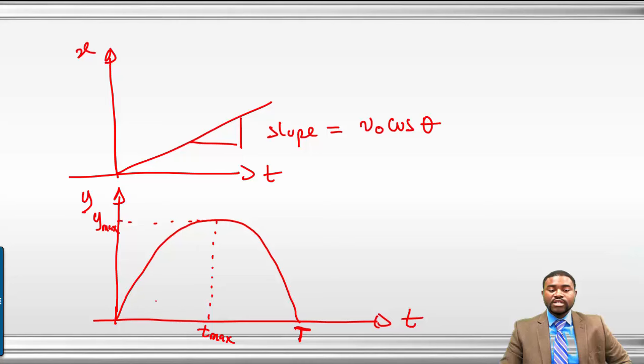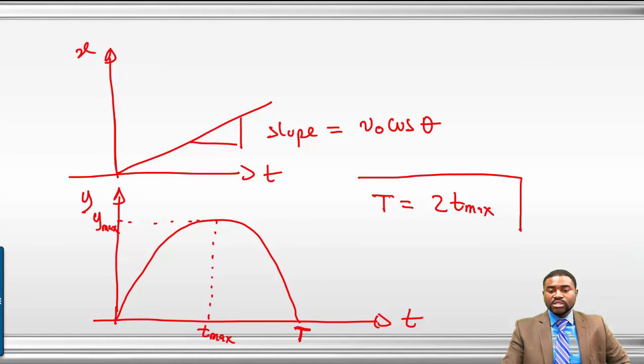Observe that this curve is symmetrical in time. What do I mean? The time to reach maximum height is equal to the time it falls back to where it started. What this means is that the time of flight is equal to 2 times the time to reach maximum height. This is an important statement.